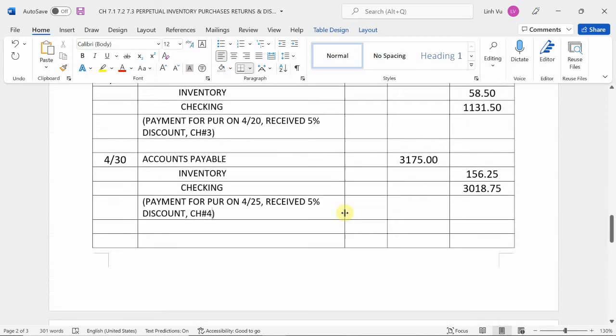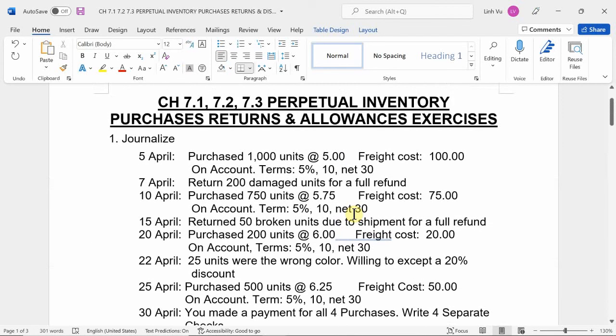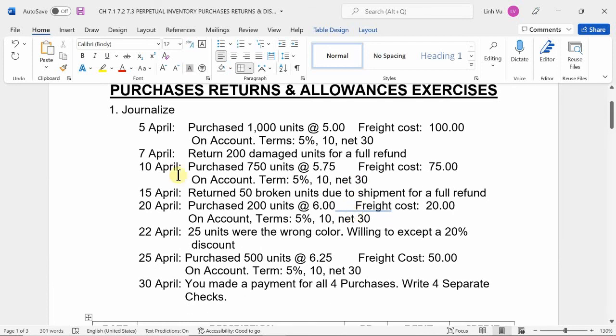Good. Any questions in regards to the chapter 7.1, 7.2, and 7.3 exercise? See, we got to do the perpetual purchases. We returned, we got an allowance, and we got the discount.